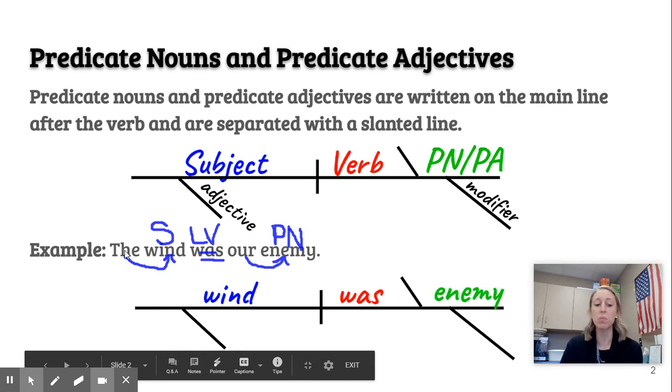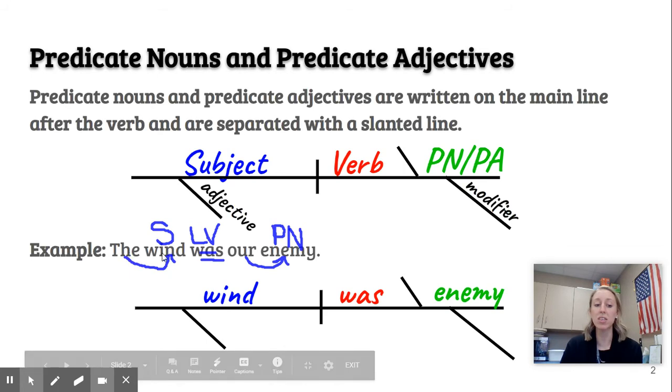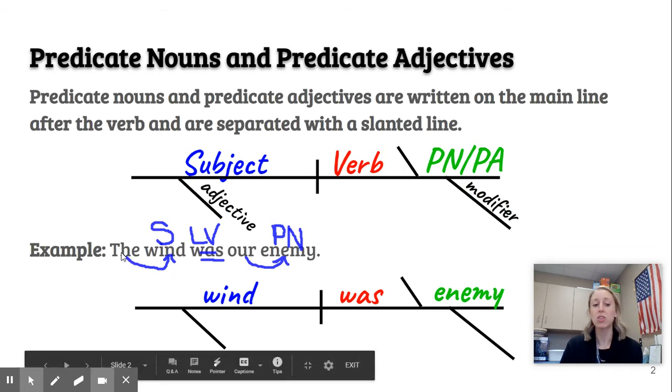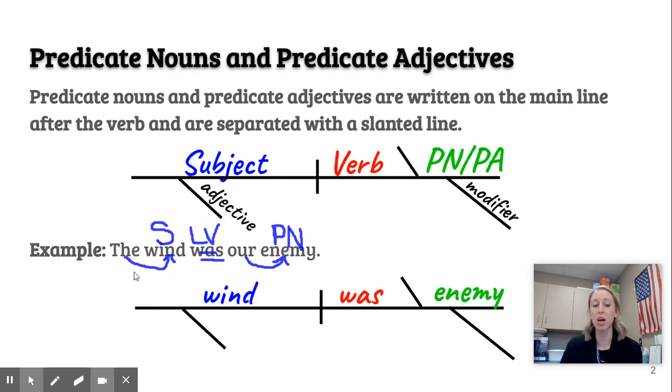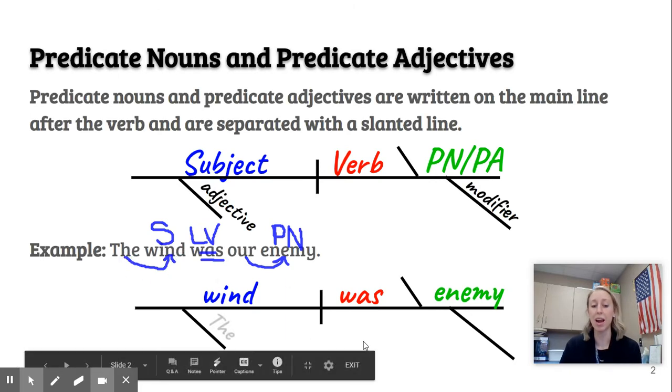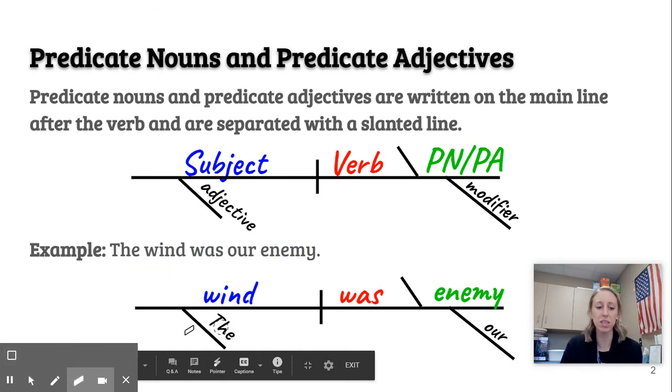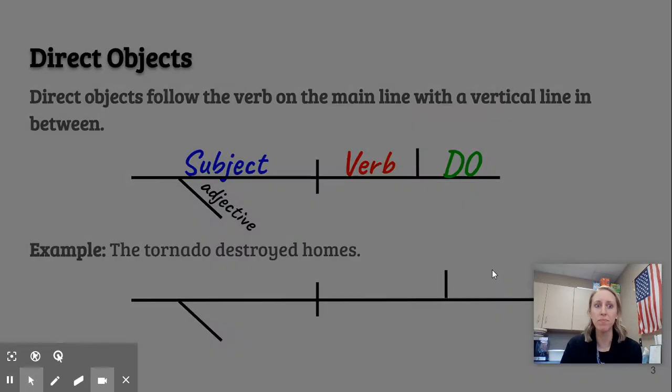And then remember, we just put those words that are modifiers underneath the word they're modifying. So whatever you're drawing an arrow to, that's what word it should go under. So the should go under wind, our should go under enemy, which, woohoo, we did it right. Okay, so that's how you do predicate nouns and predicate adjectives. But let me see if I can just erase this. Perfect. Okay, moving on.